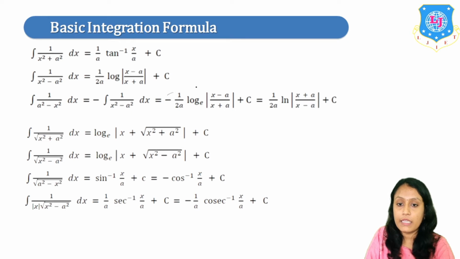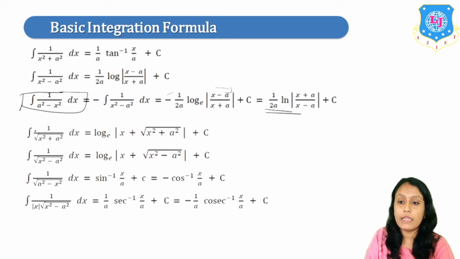Okay, now we can take this negative sign in the power, and this term will get reversed. So finally the formula of this integration 1 upon a square minus x square dx is 1 upon 2a ln x plus a upon x minus a.